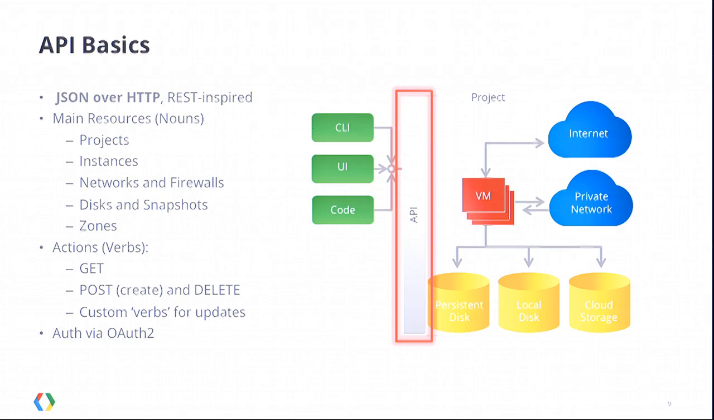This is a JSON over HTTP API. It's REST inspired, and you authorize to that with OAuth2, like pretty much every other API at Google. The concepts here are very familiar. There's probably one or two new things on this list, and we can cover those. But we tried not to reinvent the wheel in terms of the basic structure and concepts of an infrastructure service.